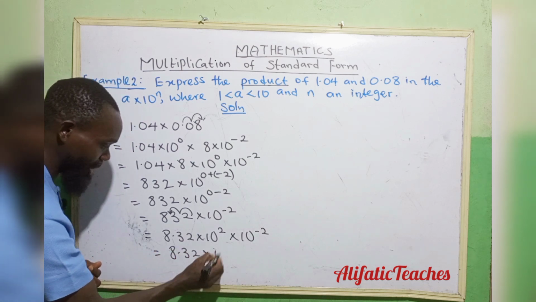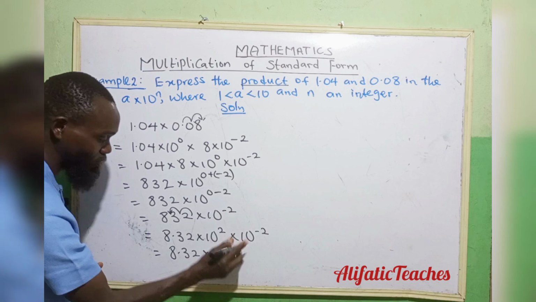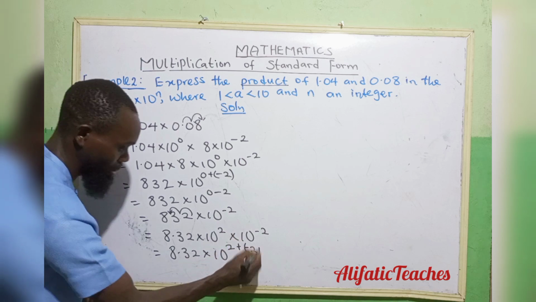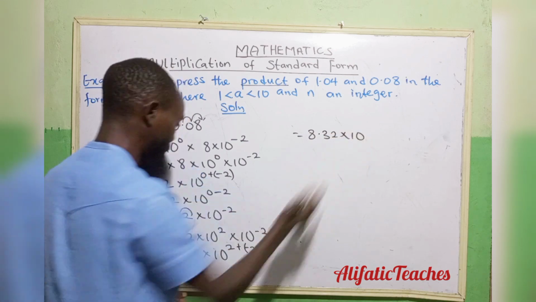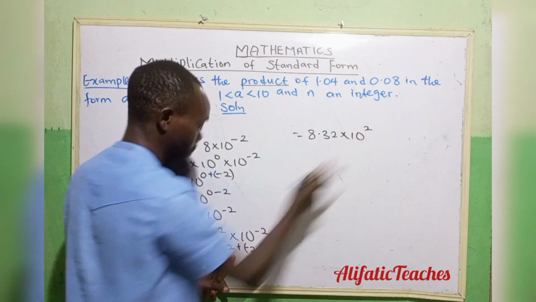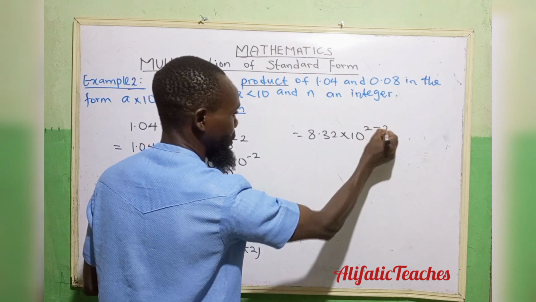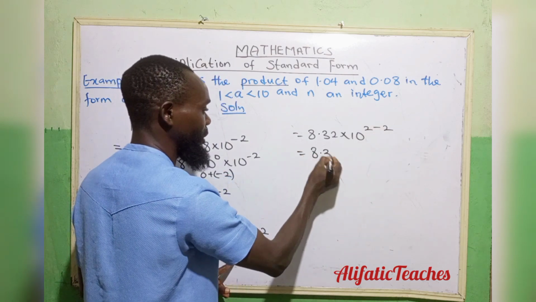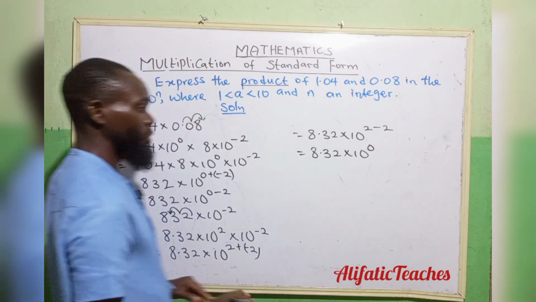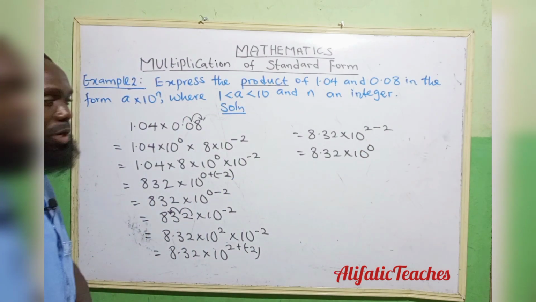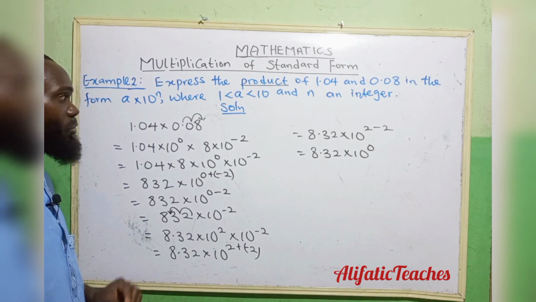So we have 8.32 times 10 raised to the power 2. This changes to plus minus 2. So we have 8.32 times 10 raised to the power 2 plus and minus minus 2. That is 8.32 times 10 raised to the power 2 minus 2, which is 0. So our final answer is 8.32 multiplied by 10 raised to the power 0.